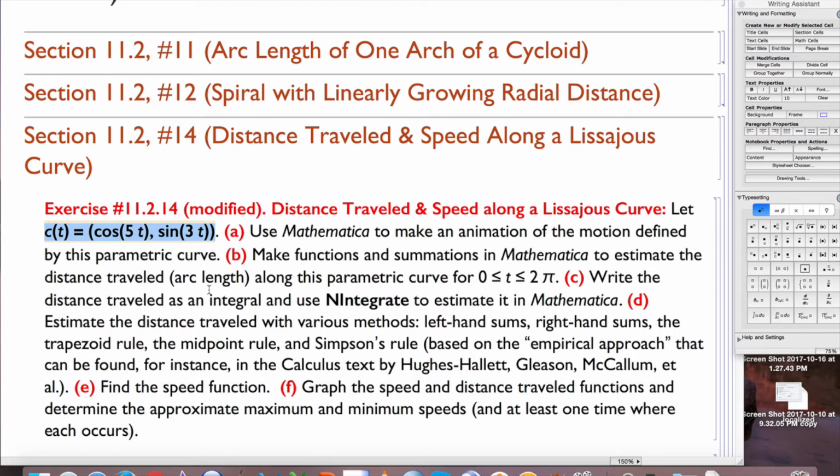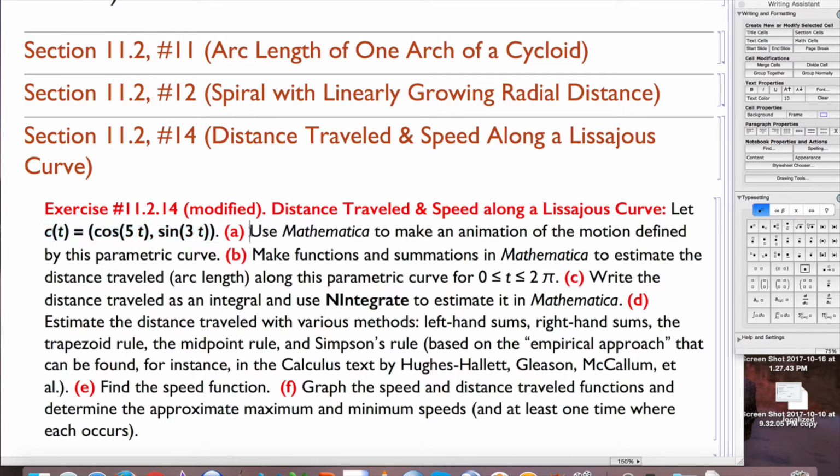I'm going to do much more in this video, and I have really an ulterior motive besides just solving the problem. I want to illustrate some ideas that are pretty important if you're going to understand the idea of arc length or distance traveled and its relationship to speed.